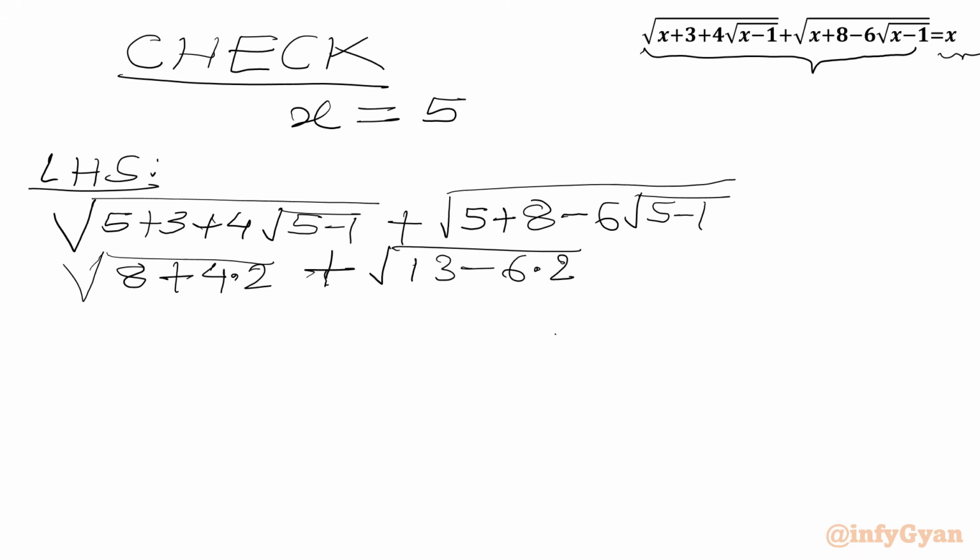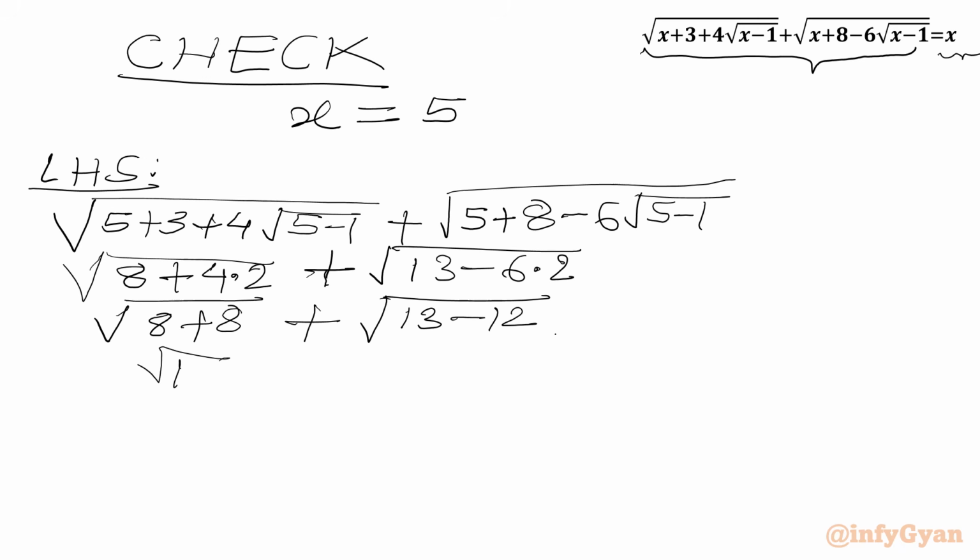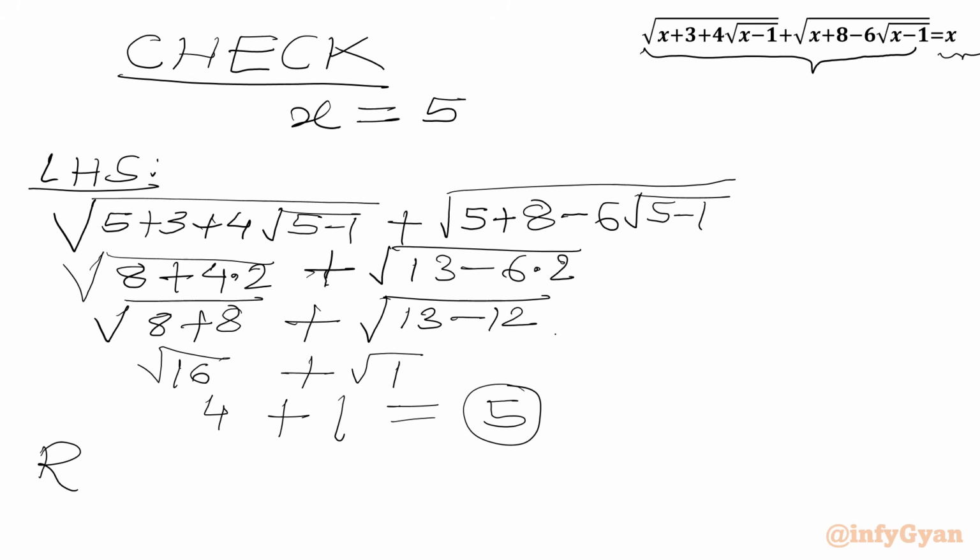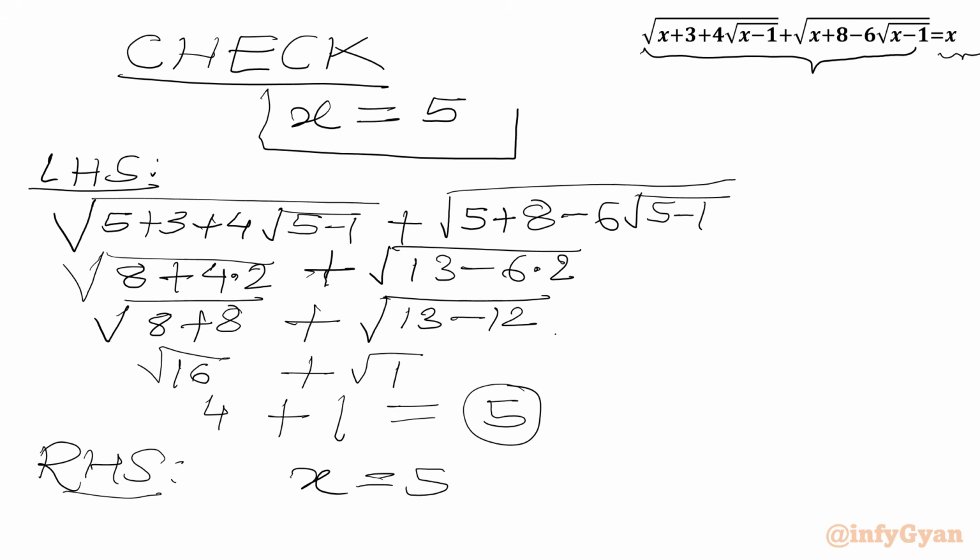In between there is a plus sign. So this will be equal to square root of 8 plus 8, which is square root 16. And here we'll write 13 minus 12, which is 1. So here we can write square root 16, here we can write square root 1. We'll write here 4 plus 1. LHS will be 5, and RHS is x, and x is 5. So x is equal to 5. The only real solution which will satisfy our equation would be x equal to 5.